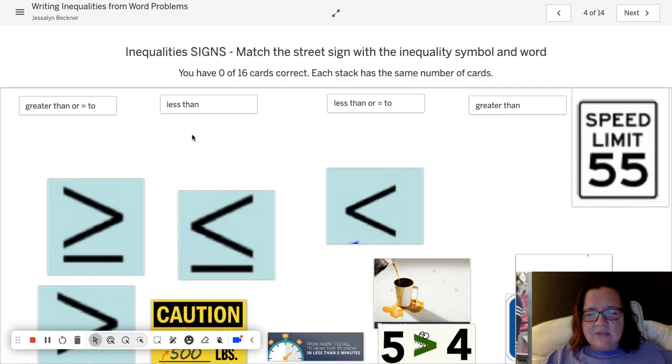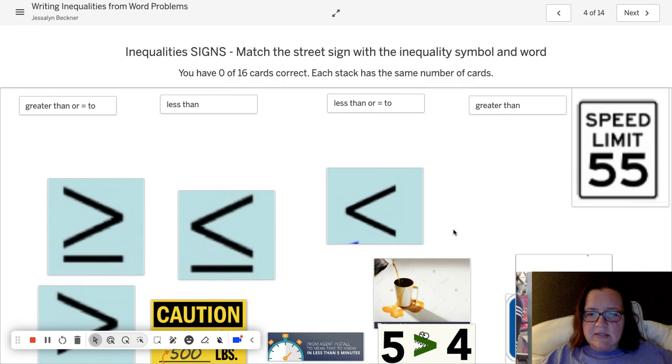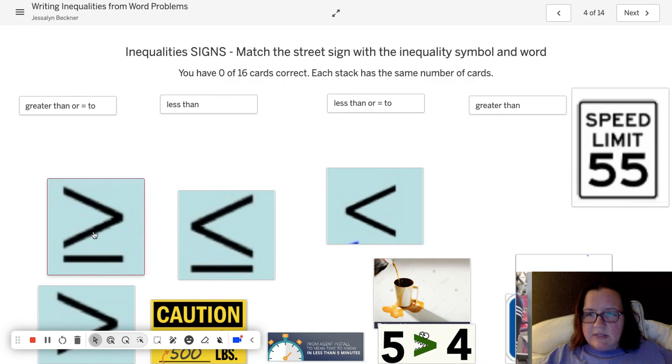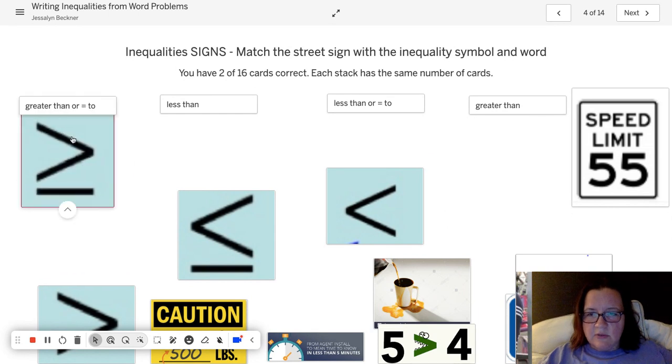All right, so what I've done to start with is I've put all of my words up here at the top just to make it easier for myself, and then all of my symbols and things down here. So let's take it one at a time. We're going to start with this symbol. We know that this symbol means it's greater than or equal to. So we're going to go ahead and attach that. And notice that it went up here.